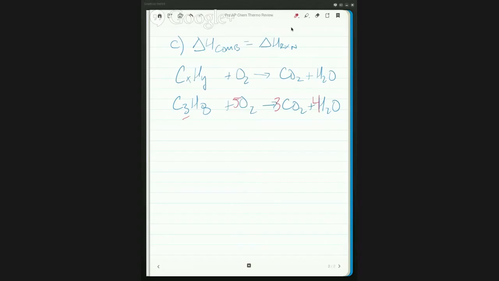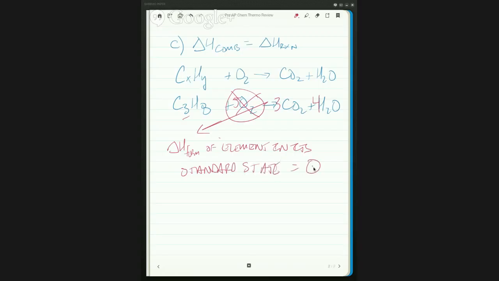I should have picked a different one. That's okay. The point is it doesn't really matter what I put here, because we're going to ignore it entirely, because the delta H of formation of an element in its standard state is equal to 0 kilojoules per mole, okay? So you would just have a 0 there anyhow.